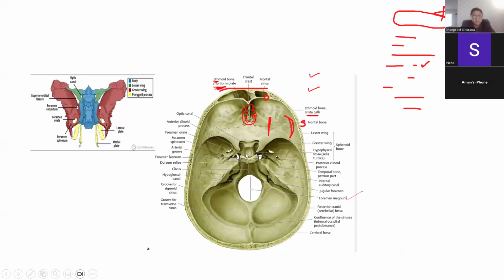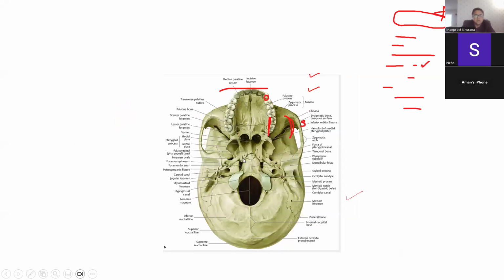So in this picture, you can see the body, right? The greater wing of the sphenoid bone, the lesser wing of the sphenoid bone here, right? The pterygoid plates are on the base of the skull, which we are discussing right now. So these are the pterygoid plates. So the medial pterygoid plate and the lateral pterygoid plate.